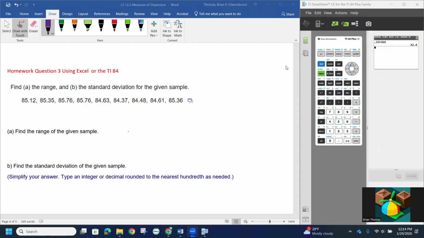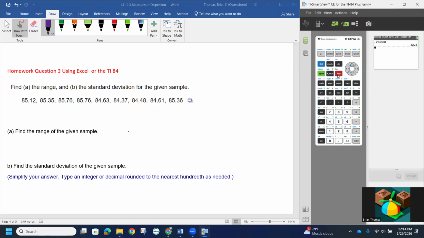I also want to do example three. Instead of on Excel, let's just play this into the graphing calculator. So we want to find the range and the standard deviation. So we want to input this data into the calculator. So remember to input data into a list. That's one way of doing it.